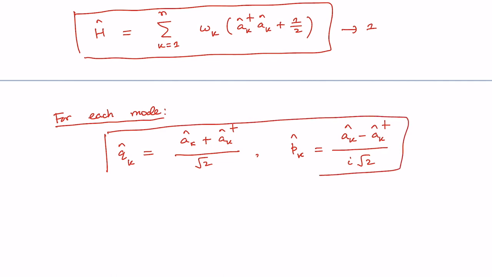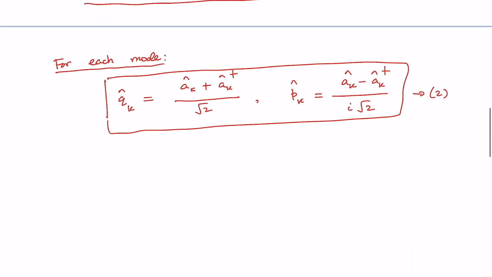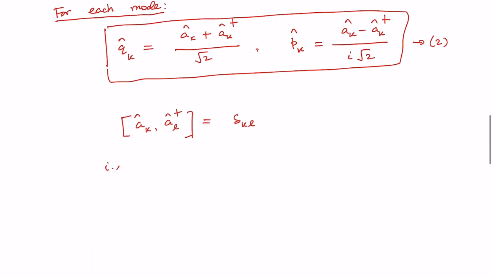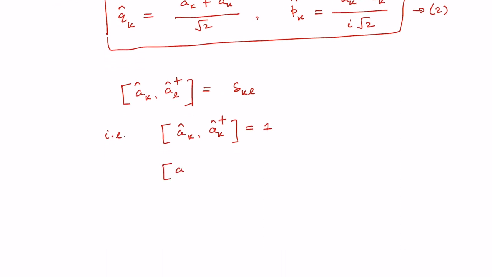These are my equation number 2. Alright. And also you know the so-called commutation relation between creation and annihilation operators. For example, we know that [A_K, A_L dagger] is equal to delta KL, where delta KL is the Kronecker delta. This basically means that the commutation between A_K and A_K dagger would be equal to 1 because K is equal to L here, and creation and annihilation operators commute with themselves, so this would be equal to 0, and for the creation you will have [A_K dagger, A_L dagger] equal to 0.